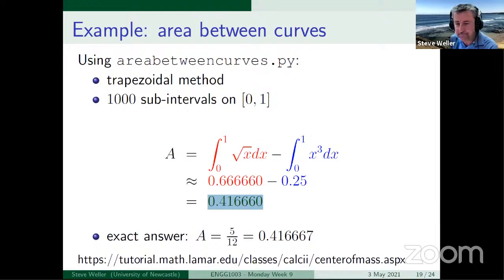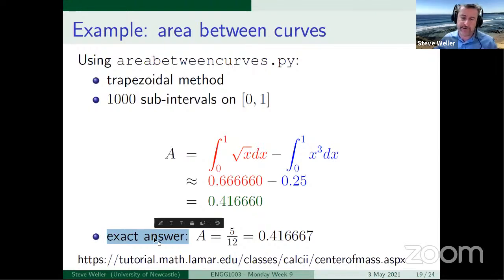0.41666. Now, in this case, there's an exact answer available. If you know a little bit of calculus and you want to see how that exact answer was computed, I've put a link there for you at the bottom of the slide. Beyond the scope of this course, don't expect you to know that. In good time, you'll know it through calculus if and when you take those calculus courses. Only point you need to know here now is that an exact answer exists.